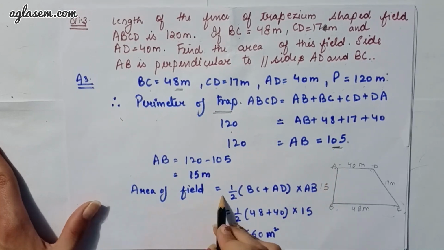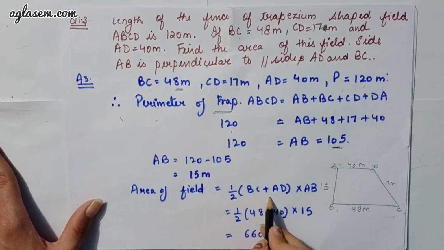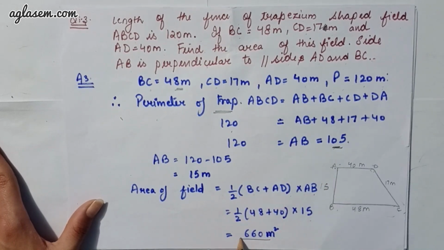So the area of the field is 1 by 2 bracket BC plus AD into AB. So by solving it, we will have the area of the field as 660 meter square.